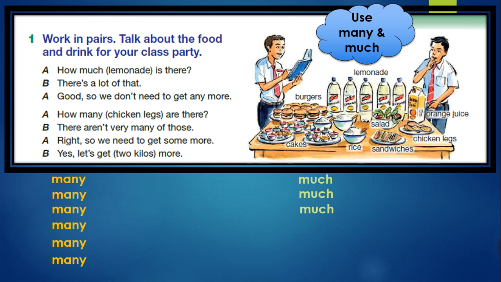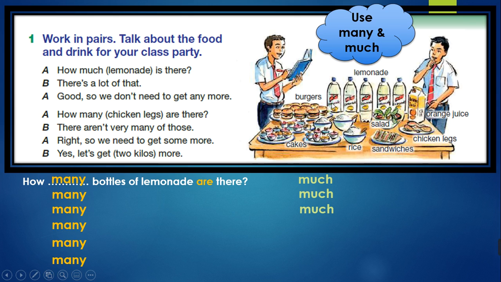So they are checking what they have and what they don't have, so they are going to get more of it. Let's use how many and how much. And don't forget that we use how many with countable nouns and we use how much with uncountable nouns. Let's start with the first one. How many bottles of lemonade are there? Let's go from left to right, okay? Like this. Use how many or how much. Pause the video, try to do them, and then check.